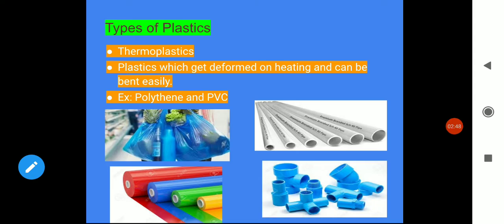PVC is polyvinyl chloride. So this PVC is used to make pipes. Here you can see in the image, these pipes are made by this PVC. Means when you heat the plastic, it can be deformed and molded into a desired shape. So these are thermoplastics. Thermo means heat.